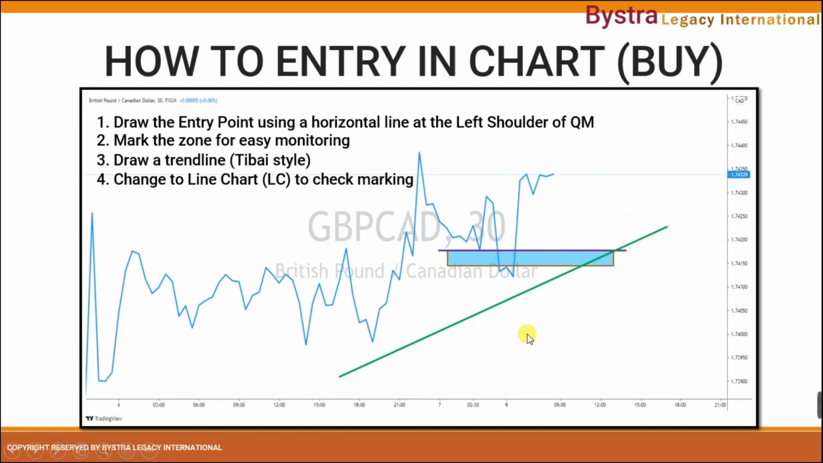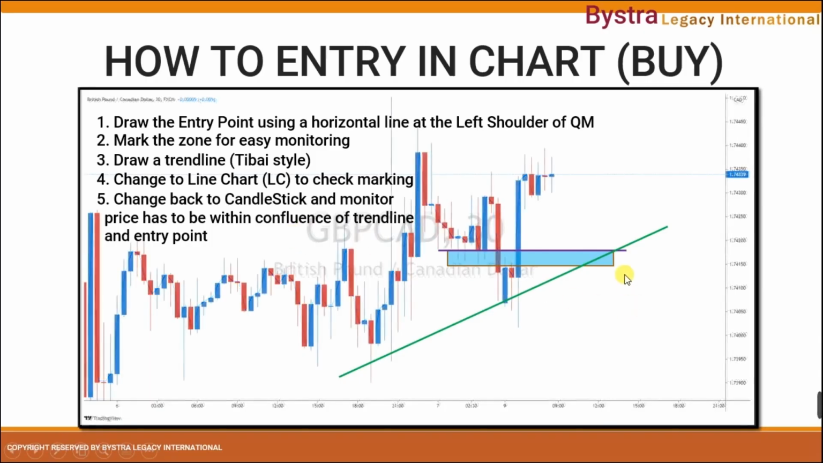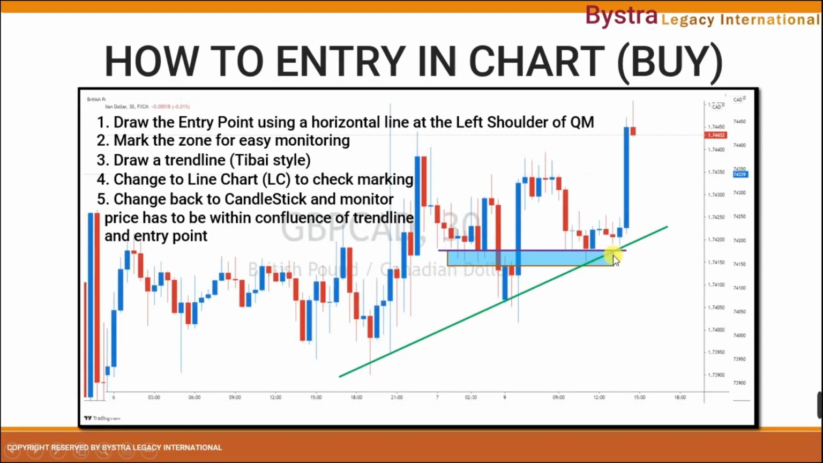So fifth, we change back to candlestick and monitor the price. Like I said earlier, we have to monitor that the price has to be within the confluence of the trend line and the entry point. So now let's have a look. There we go, you see. The price is within the confluence of the trend line. At the same time, it is the same area as our entry point, and price reacted to this QMC and continued to go up.